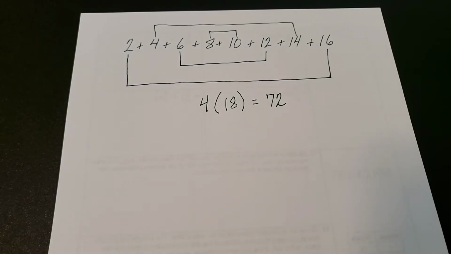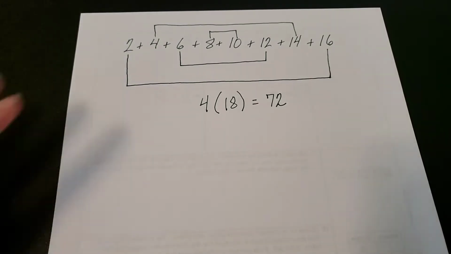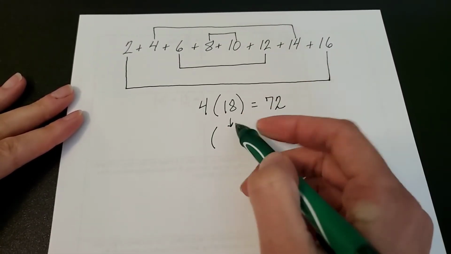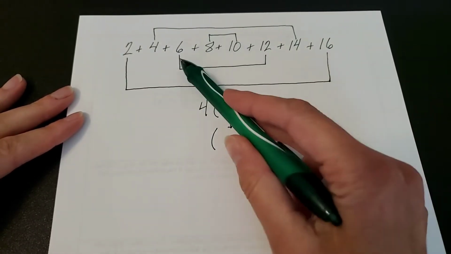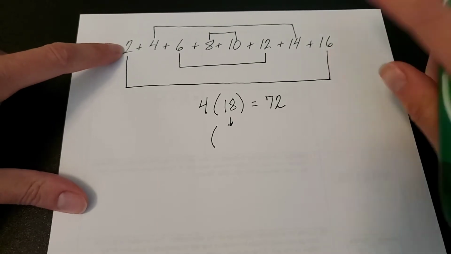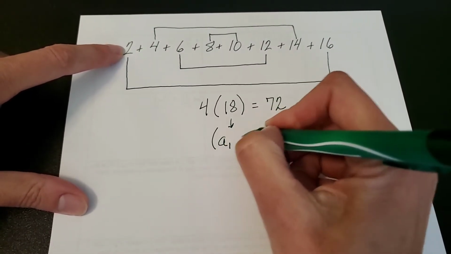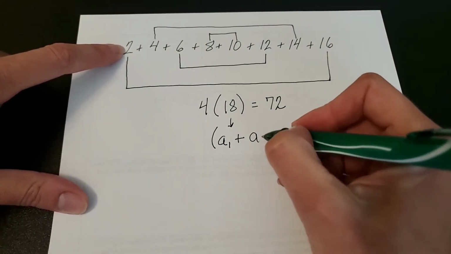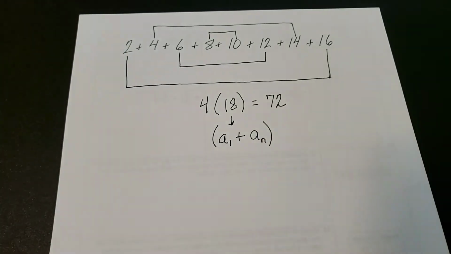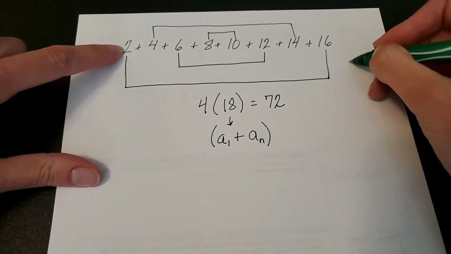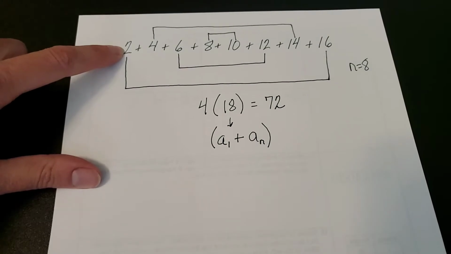But this also is going to help us because let's actually look and see, where did this 18 come from? That 18 came from adding these pairs of numbers. And the easiest way to show that would be it came from the first term and the last term, and we'll call that last term a sub n, where I'm adding n terms. And how many terms do we have? N is 8. We have 8 terms here.